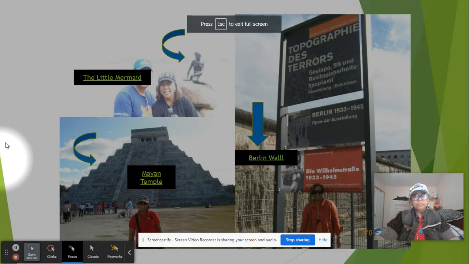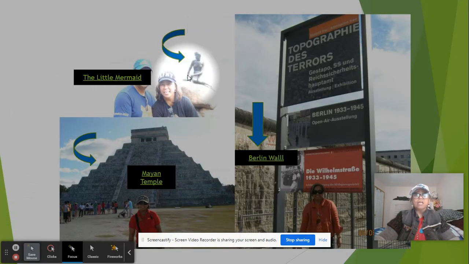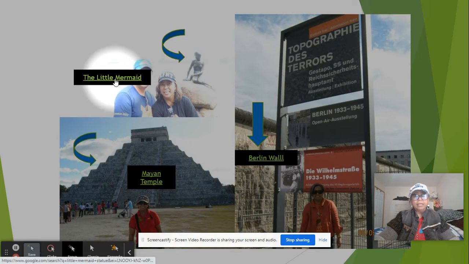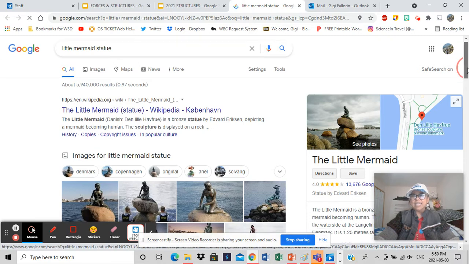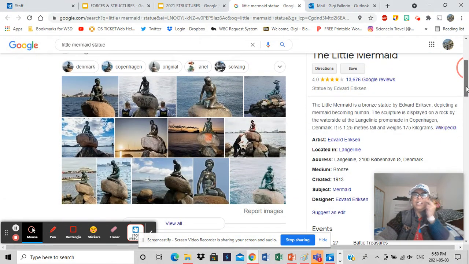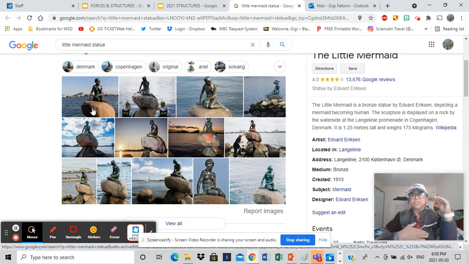Now, mass structures are not only made of stones, but can also be made from polished granite stones, like the Little Mermaid. So where's the Little Mermaid? It is in Copenhagen, Denmark. They built this along the riverbanks, and one might be disappointed because you might think it's a very big sculpture, but it is not. But it's a wonderful rock statue by the waterside.